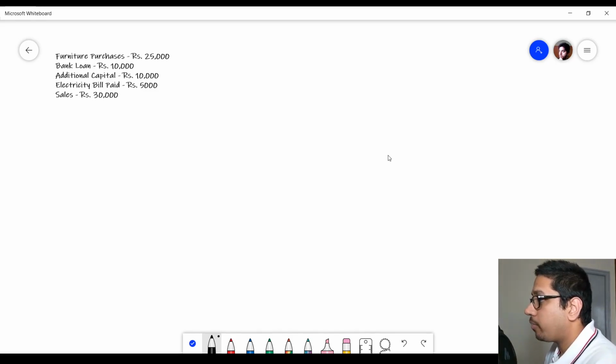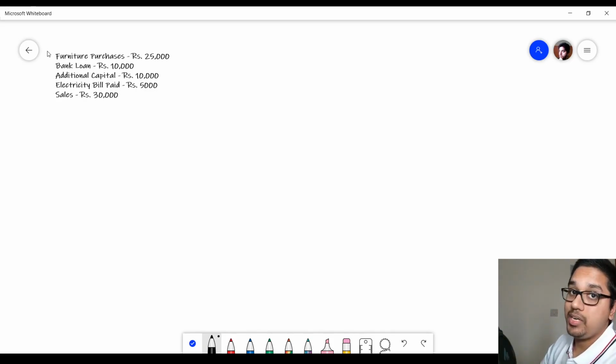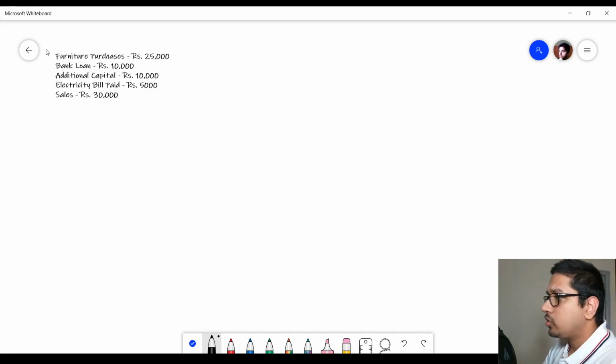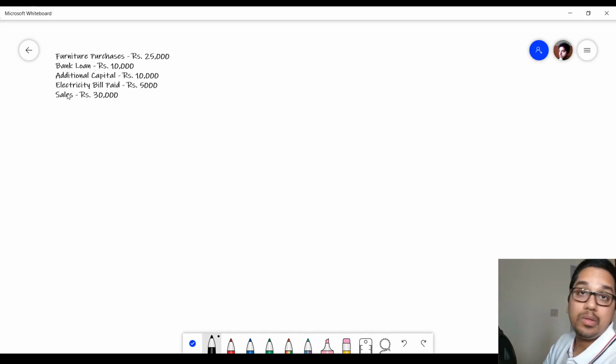In this whiteboard, I have 5 important simple items that we'll have a look at, and how we pass the journal entries for these. That way we'll try to understand how passing a journal entry becomes the first important crucial step in understanding bookkeeping. So in the business, furniture has been purchased for rupees 25,000. Then there's a bank loan of rupees 10,000 which you have availed. Then additional capital of rupees 10,000 is being introduced into the business. Then there is an electricity bill paid from the business, which is rupees 5,000. And you have sales of rupees 30,000 coming into the business.